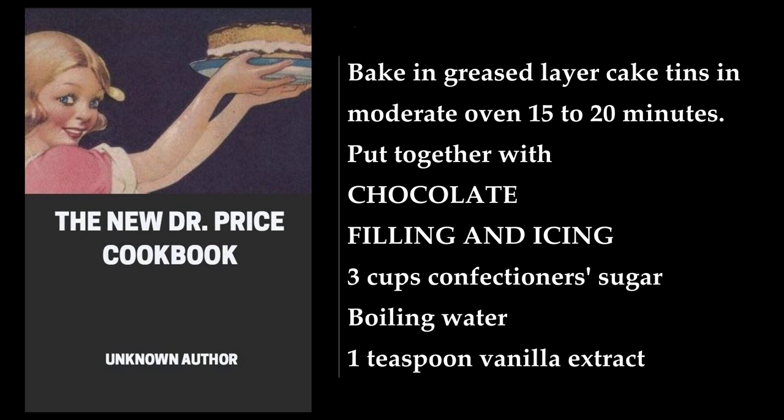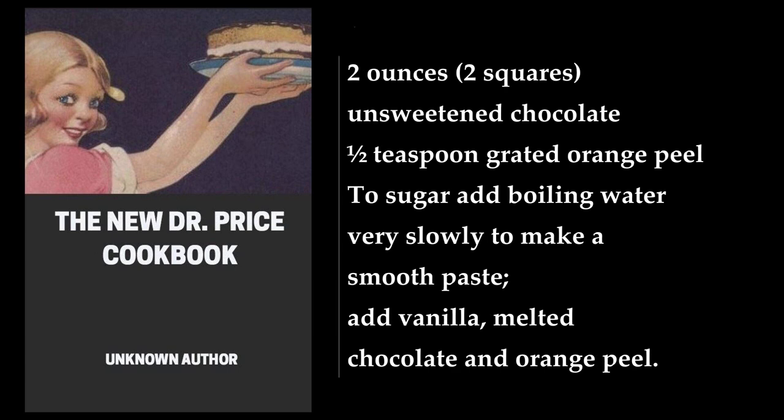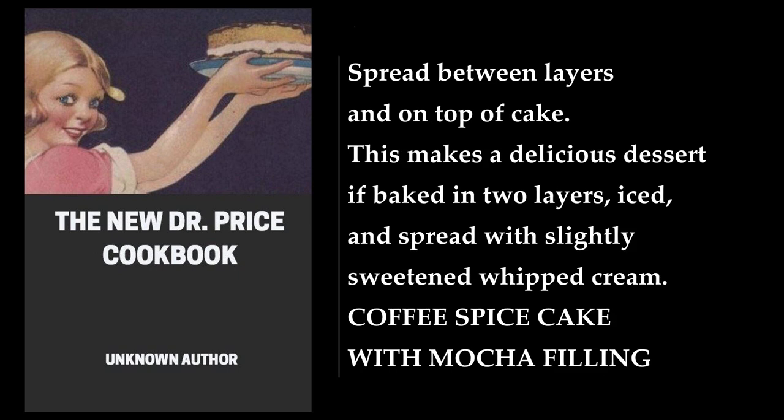3 cups confectioner's sugar. Boiling water. 1 teaspoon vanilla extract. 2 ounces, 2 squares, unsweetened chocolate. 1/2 teaspoon grated orange peel. To sugar add boiling water very slowly to make a smooth paste. Add vanilla, melted chocolate and orange peel. Spread between layers and on top of cake.